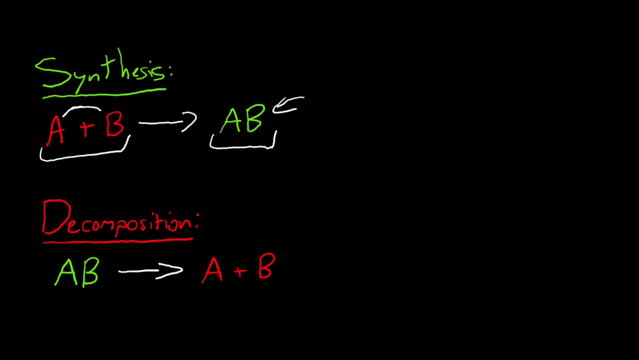But what about decomposition? Let's say we had our compound AB. Using decomposition, we break down this complex compound into the two simpler compounds that it's made of. So AB decomposes into A plus B.